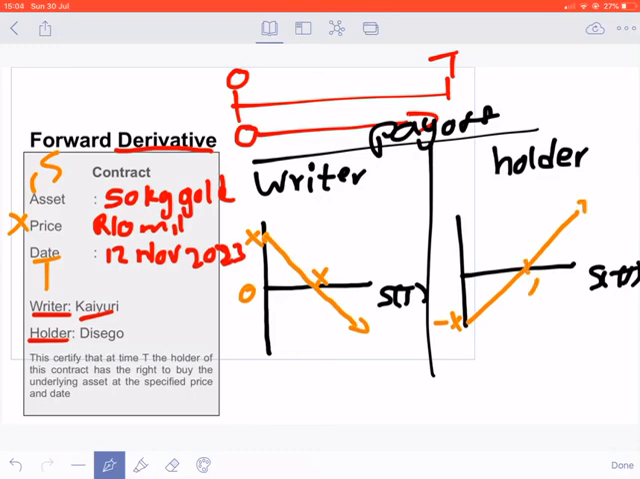Meaning that if the value is exactly X, which is 10 million rand, she gained nothing from this transaction, because the value is exactly how much you paid, right? But if the value of gold is more than 10 million rand, it can go all the way to infinity, or let's say in perpetuity, and the seller would have gained more. But as you can see, the writer has more to lose and the holder has more to gain, right? So these are the payoffs of a forward contract.